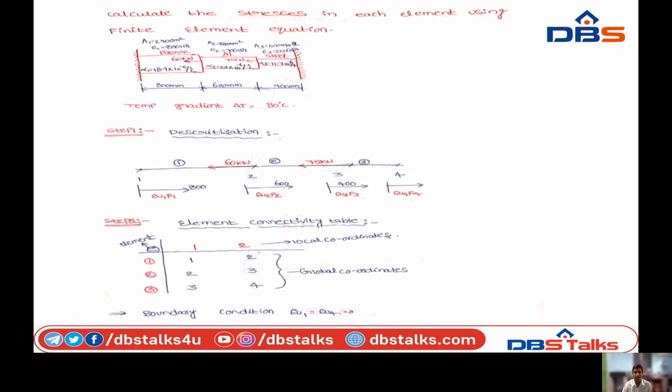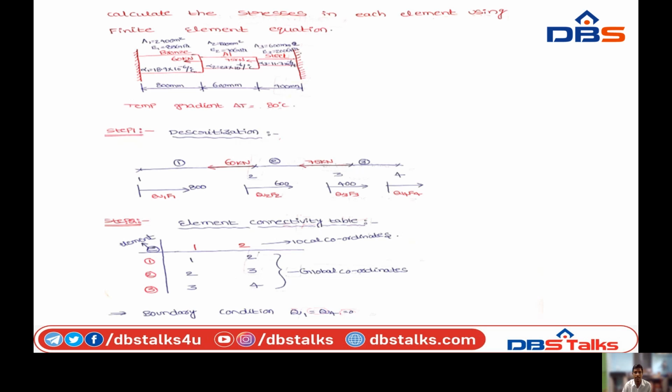Calculate the stresses in each element using the finite element equation. So the problem is on a stepped bar. A stepped bar is related to one dimensional elements. Here I am showing a problem on a one dimensional bar element. Here, three elements are there, with different areas, and the areas are denoted by A1, A2, A3, and E1, E2, E3 are the Young's modulus for the different elements.